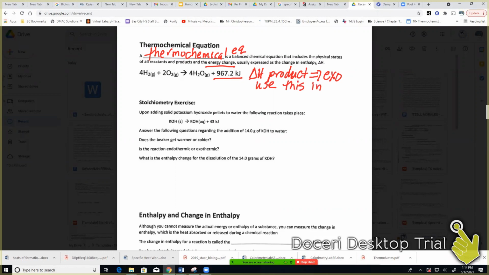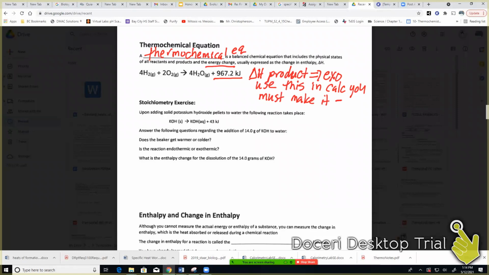So if you use this in a calculation, you must make it negative, and I'll show you more what I mean in a minute. Even though it's positive here, if it's a product and I pluck that number out and I need to put it in a calculation, I have to give it a negative sign and then use it in my calculation.